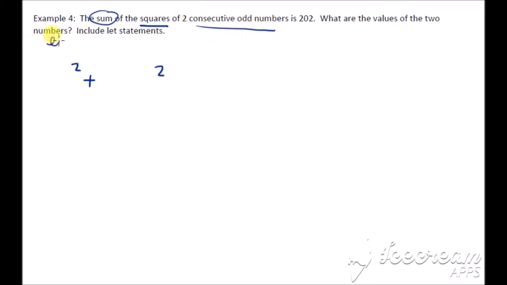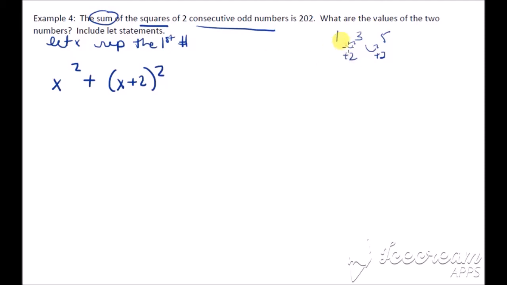So we're going to let x represent the first number. If the first one is x, then the second one is x + 2. Because to get from, for example, 1 to 3, we have to add 2. From 3 to 5, we have to add 2. So every time we add 2 to consecutive numbers, if we started with an odd number, we get another odd number. Then an equal sign and 202.